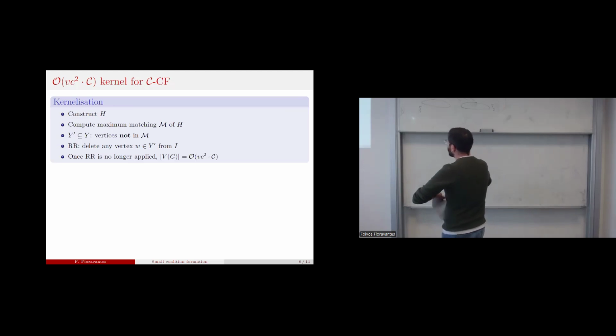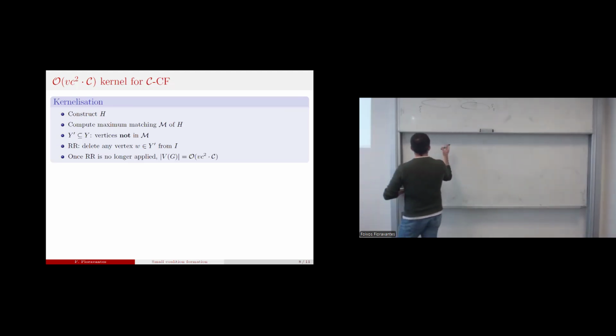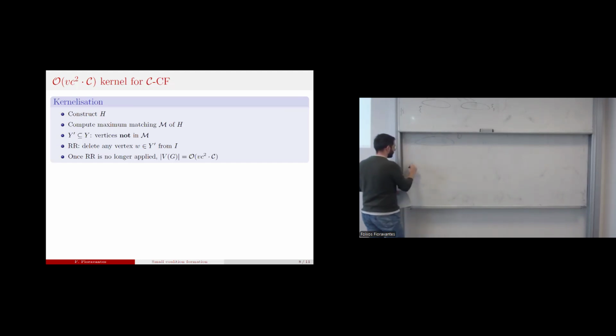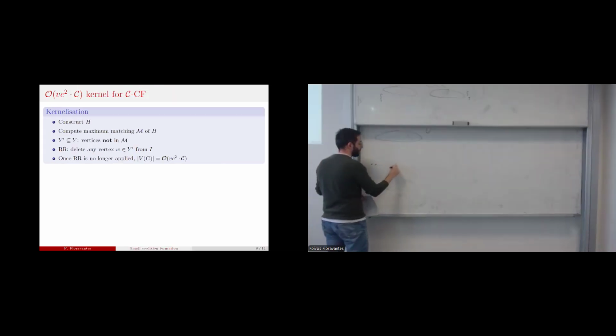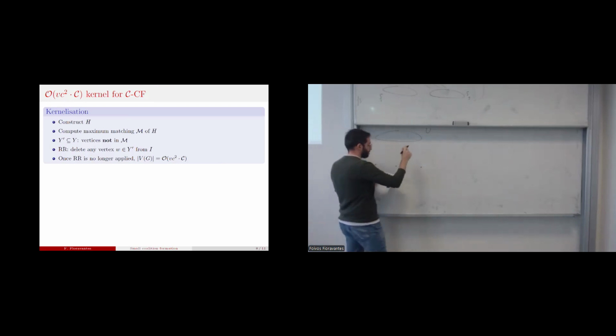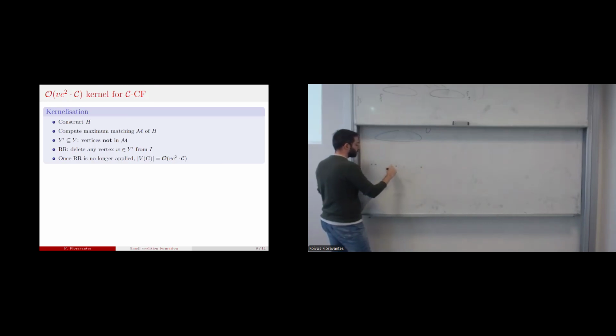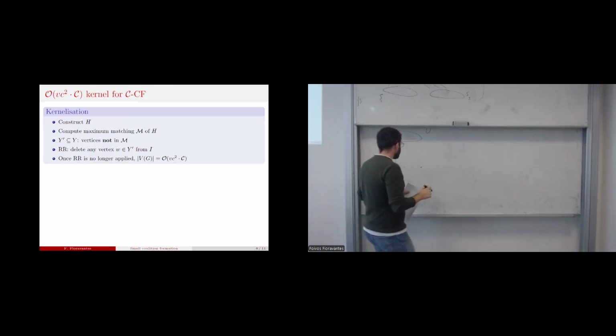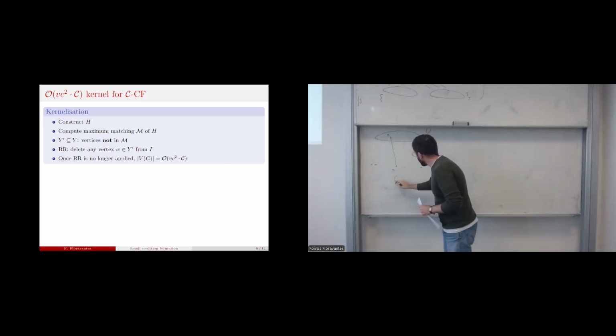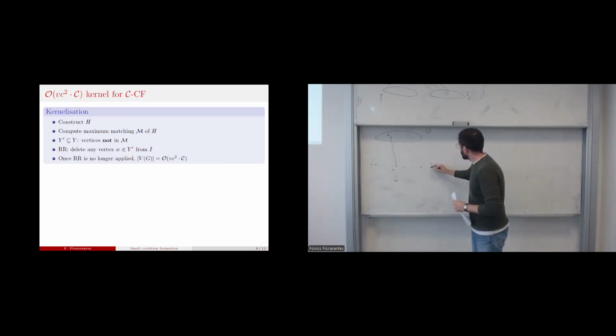So we have our graph here. Again, I have my vertex cover and my independent set. Let's say here I have a vertex W that sees a vertex X up there. Well, this is the graph G. This is my independent set.